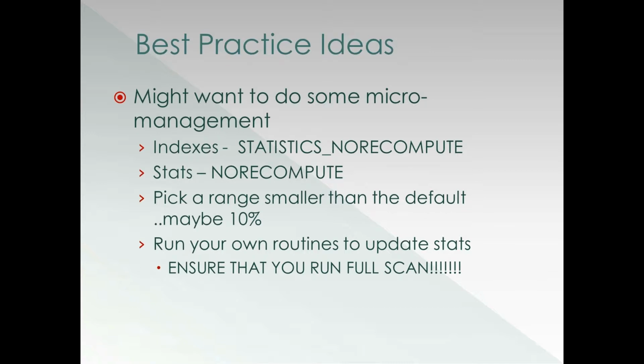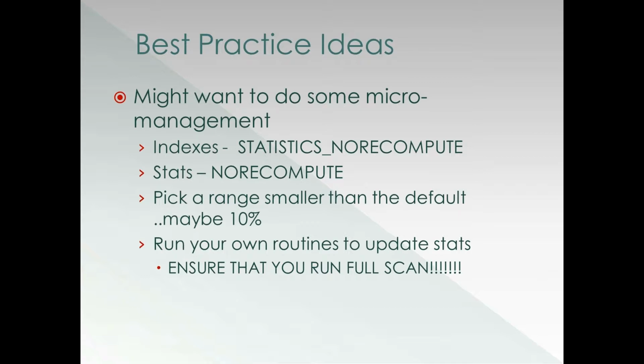Okay, so in order to do that, basically you use the NORECOMPUTE. You kind of micromanage those stats and those indexes. So with the indexes, you would use the switch for STATISTICS_NORECOMPUTE, and for stats, you would use the switch for NORECOMPUTE. What that'll do is turn off the automagical stuff that happens in the background, and then you're able to pick a much smaller range than that, maybe 10%, maybe less than that, for the stats to be rebuilt on.